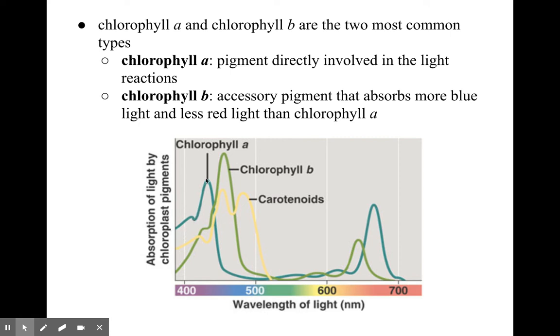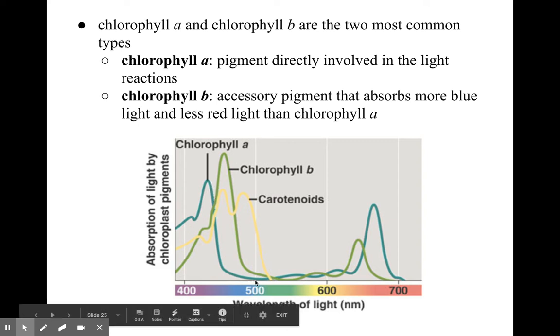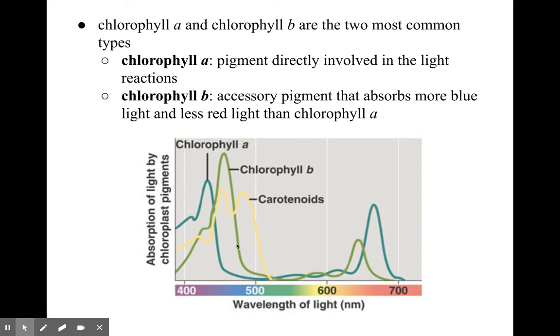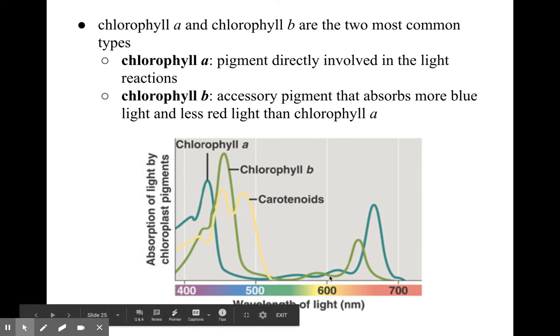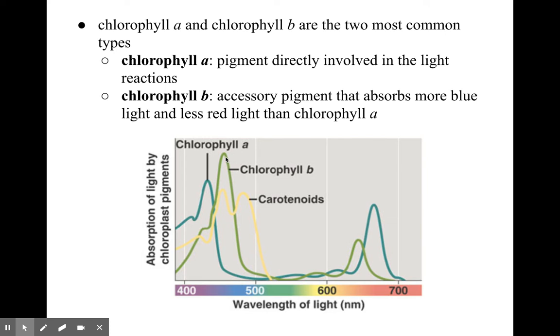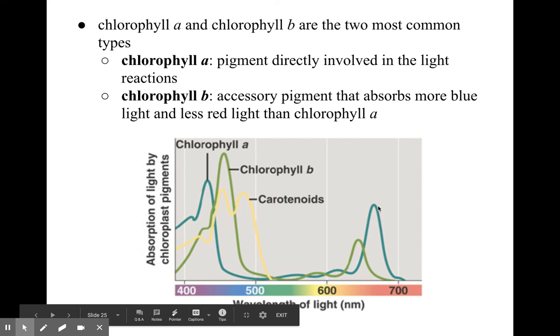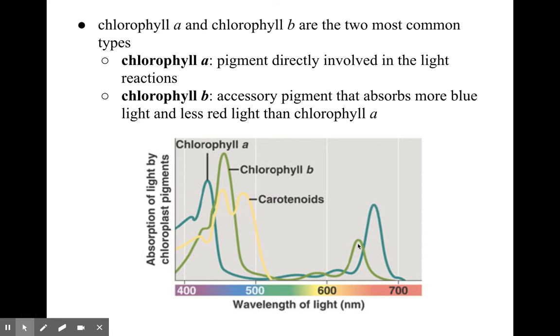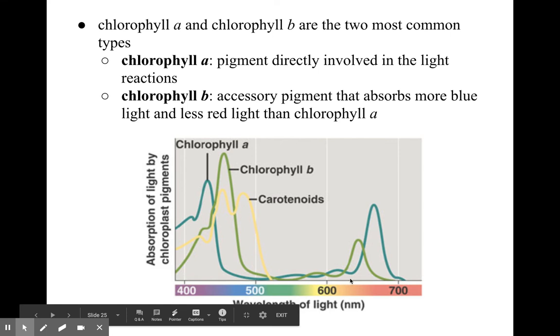Chlorophyll A absorbs blue, but not green, and then absorbs red. Chlorophyll B absorbs blue, but not green, and then absorbs red. But notice the difference. Chlorophyll B absorbs more blue than chlorophyll A. But then chlorophyll A absorbs more red than chlorophyll B. So that's what this is telling us up here, right? Chlorophyll B is more blue and less red than chlorophyll A. So that's what this graph is showing us.